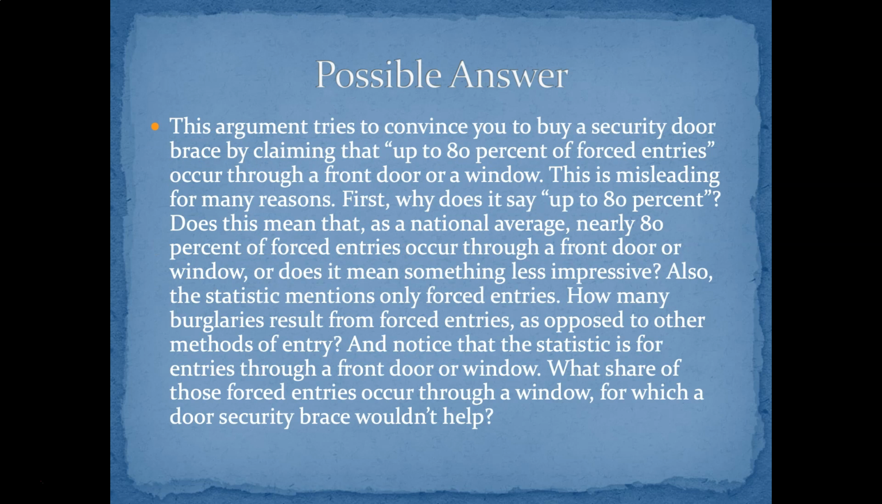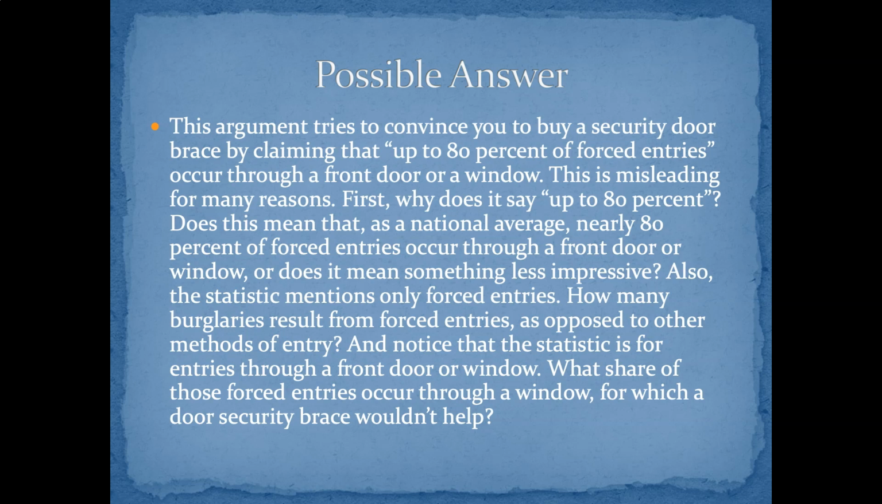Now, here's a way we might respond, identifying some problems with this argument. This argument tries to convince you to buy a security door brace by claiming that up to 80% of forced entries occur through a front door or window. This is misleading for many reasons.